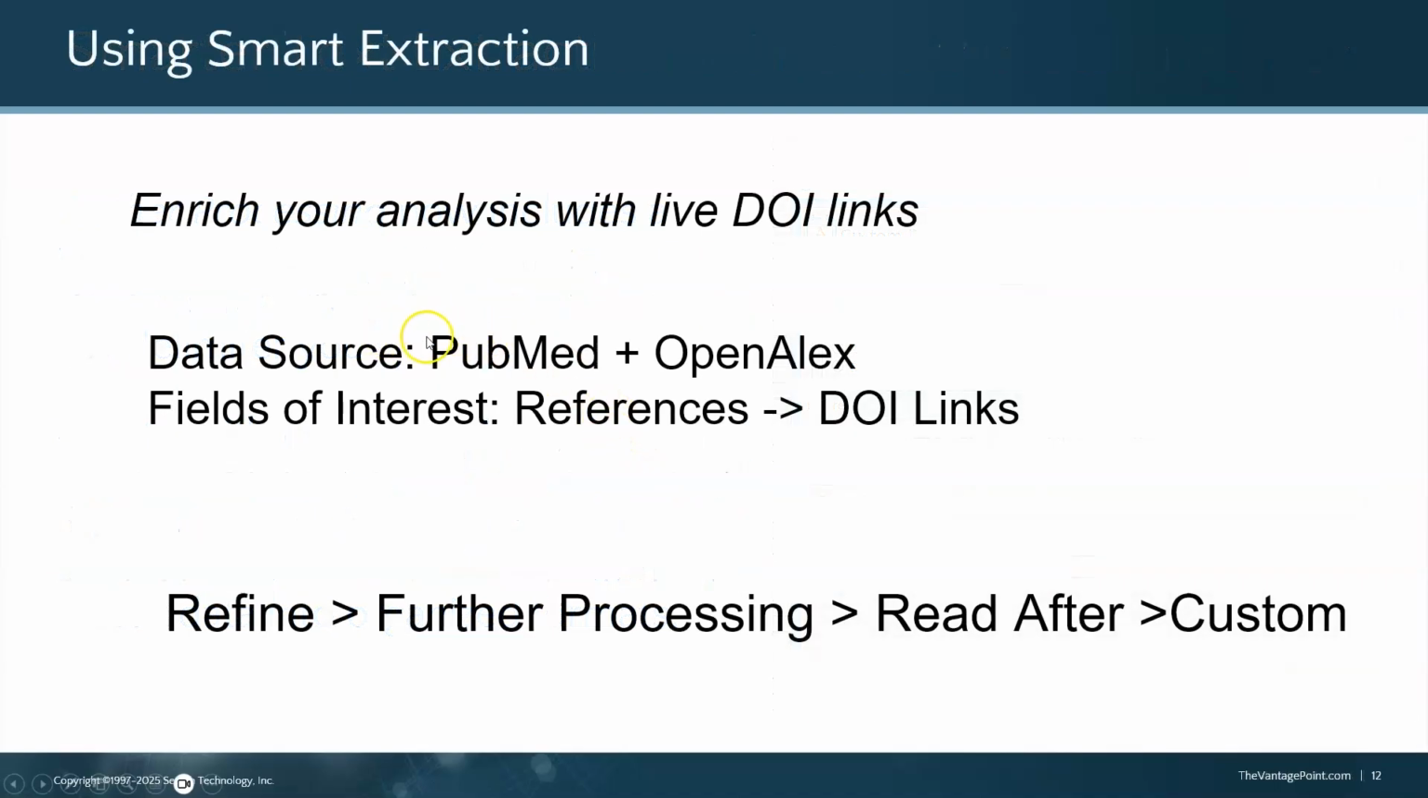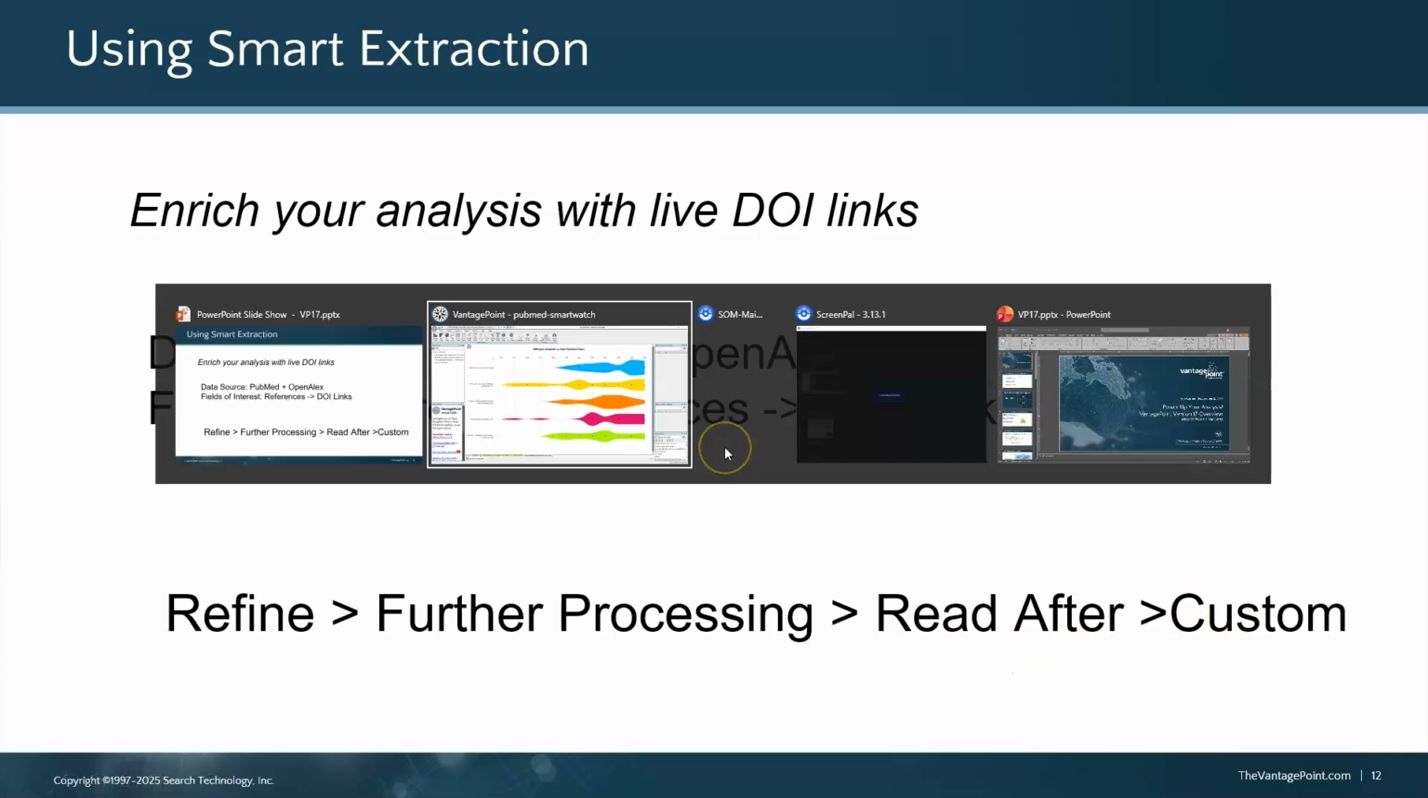So in this example, again, I'm using smartwatch data from PubMed, and I've got some OpenAlex data that I've added via the API. My field of interest is a reference field that contains some DOI data. It's messy, so I want to clean it up and turn it into a link. I'm going to use the Refine, Further Processing, Read After, Custom command here.